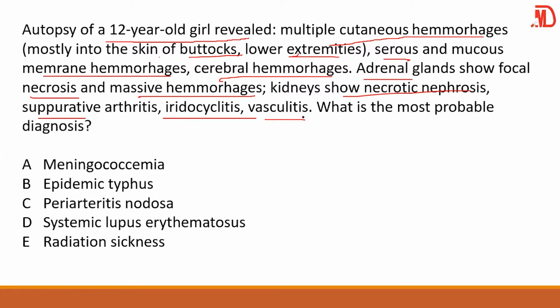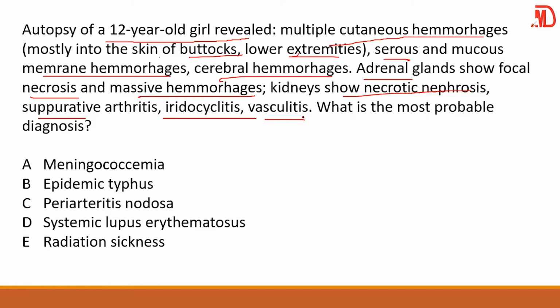So the question now is, what kind of infection does not only stop with the skin, but also attacks the brain and even other organs? And here you are thinking of what? Meningococcal infection. You are thinking of meningococcal infection.